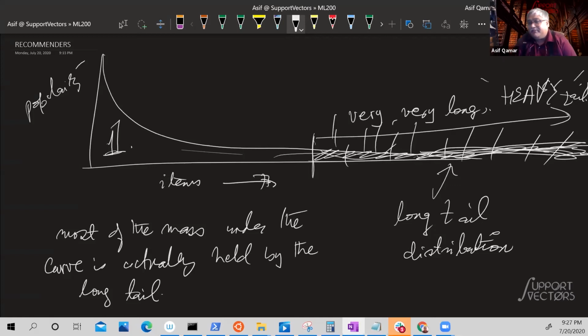But there is a problem with these things. There are so many things. When your inventory is 100 million large, you can't show a list that is 100 million long to a user, isn't it? In any category, there will be way too many items. And therefore, the importance of recommender systems.